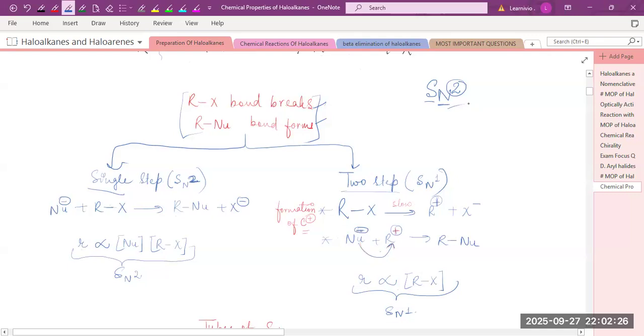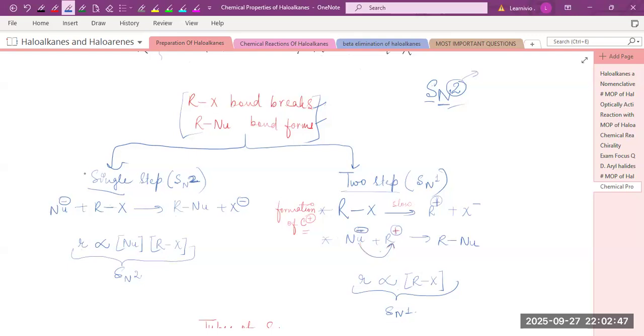So in that chapter, you have already done that. What is the difference between order and molecularity? So this 2 basically shows the molecularity. It shows that this nucleophilic substitution reaction is bimolecular. It depends on 2 molecules, meaning it will depend on the nucleophile, and it will also depend on the substrate.